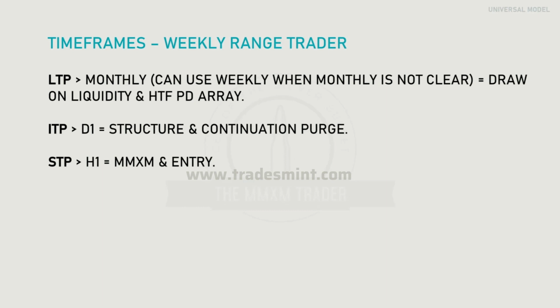So first of all, we're going to talk about that swing trader, that weekly range trader. We've got our long-term perspective where we'll use the monthly time frame, and we can also use the weekly time frame if the monthly is not clear enough, and this will be our draw on liquidity and our higher time frame PD arrays. Then we're going to go to that intermediate term perspective. We're going to use our daily structure and continuation purge, and then on the short-term perspective we're going to use a 1 hour market maker model and entry technique.